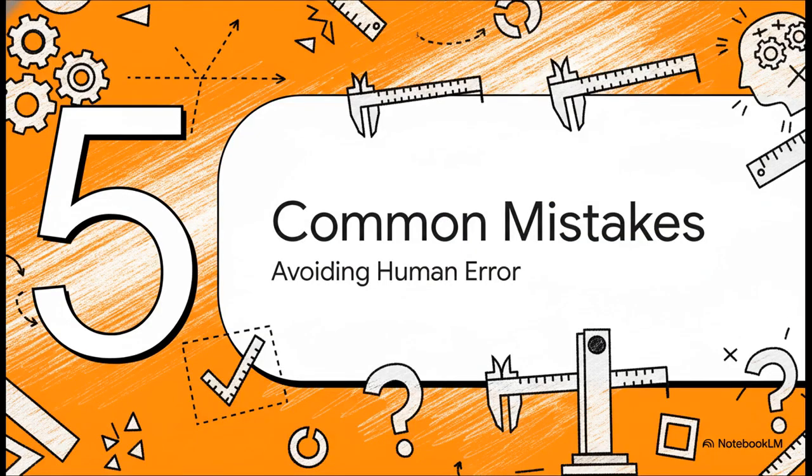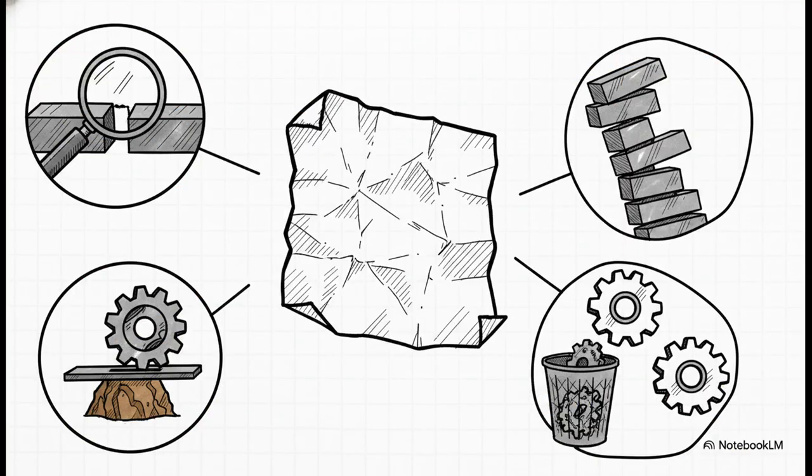Finally, Section 5, Common Inspection Mistakes. Even with million-dollar CMMs and perfectly machined functional gauges, human error is, well, it's always lurking, right? Here are the most frequent pitfalls you absolutely must avoid.